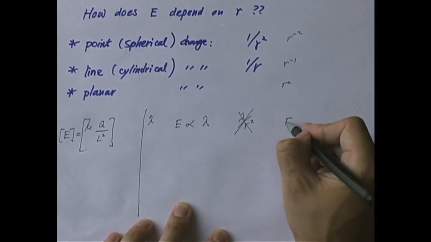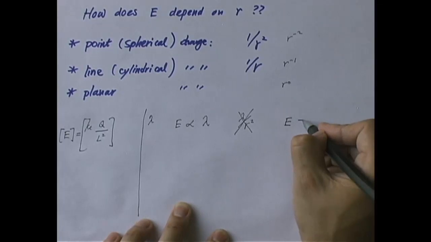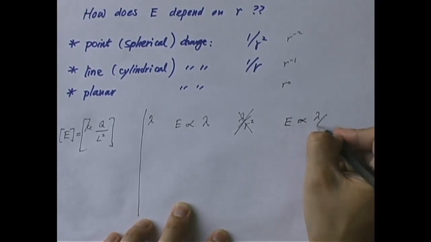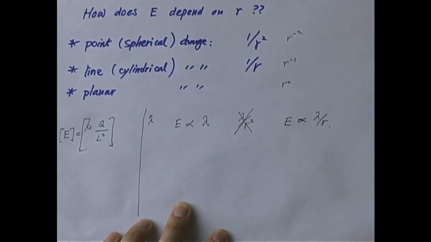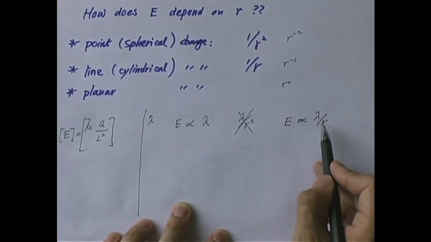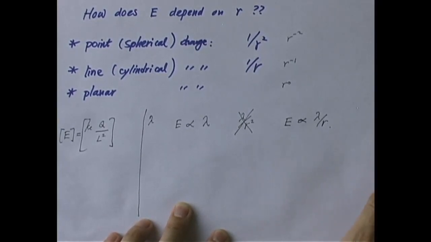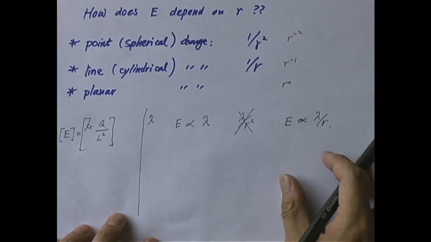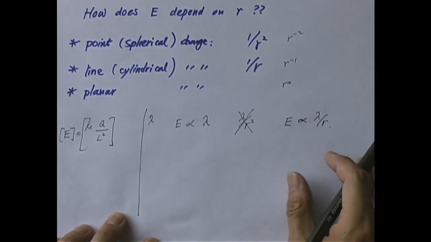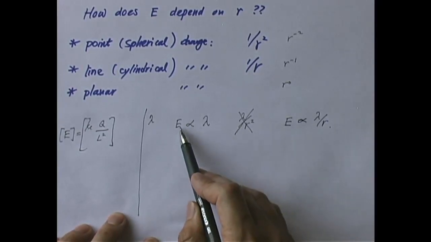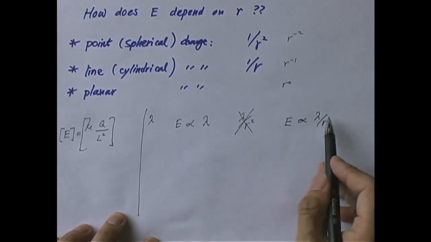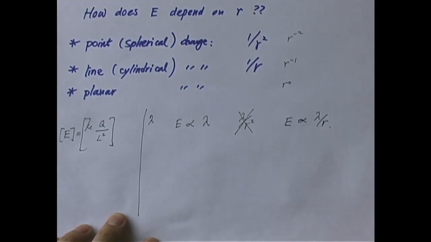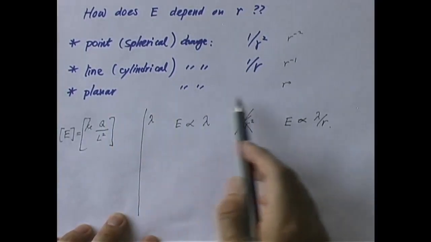Well, to make it dimensionally correct, it must be lambda over r. That's the only possibility, right? Because then you get charge over length over another length. That's right. So you see, from simple dimensional analysis, we learn that for a cylindrical charge distribution, the electric field should go like 1 over r. There's no other choice.